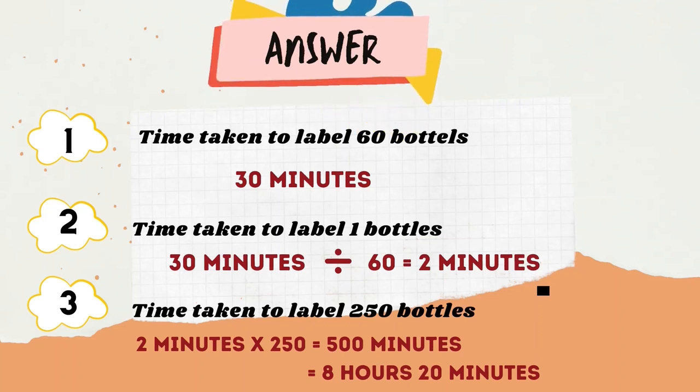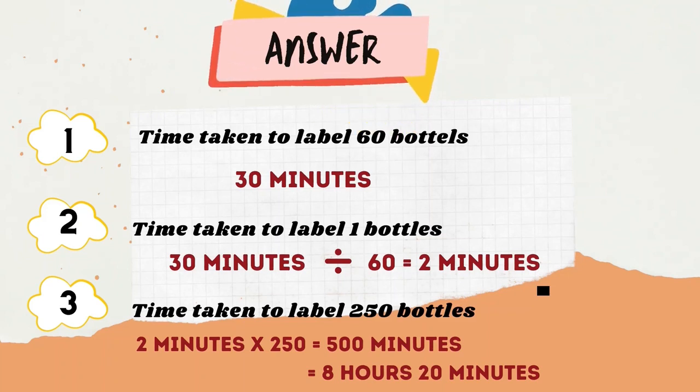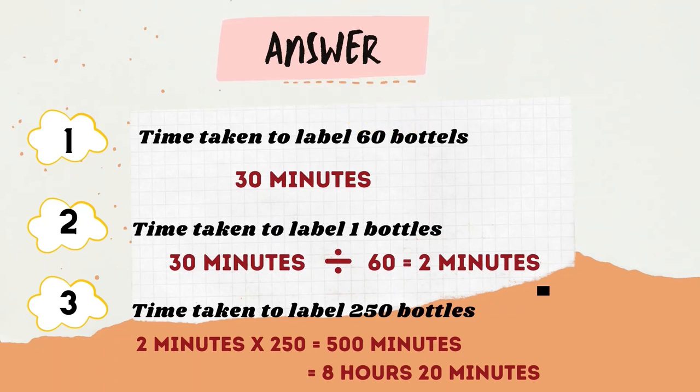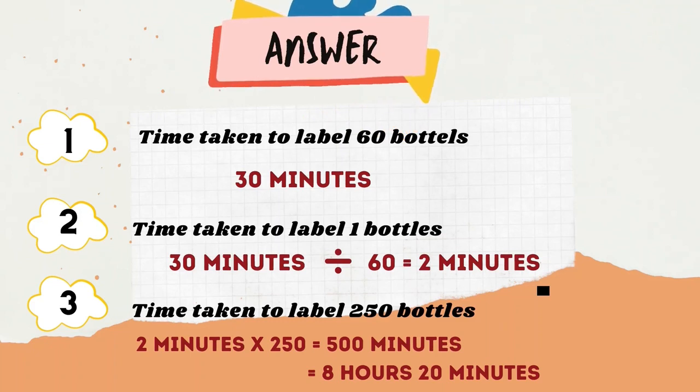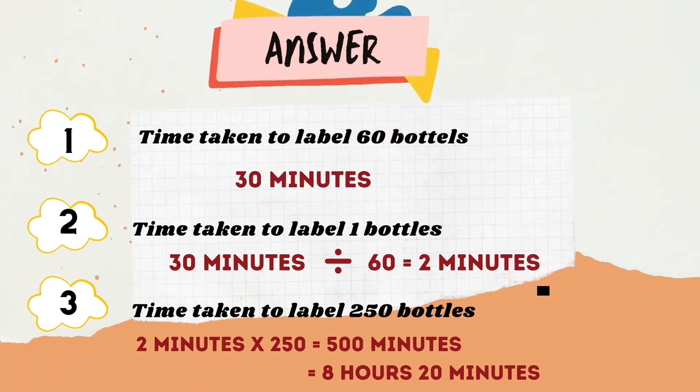In step 1, students know the time taken to label 16 bottles is 30 minutes. In step 2, student divides 30 minutes by 16 bottles. So they know that the time taken to label 1 bottle is 2 minutes. And step 3 is student multiplies 2 minutes by 215 bottles. So that they get the answer, which is the time taken to label 215 bottles is 500 minutes. Student converts 500 minutes to 8 hours 20 minutes.